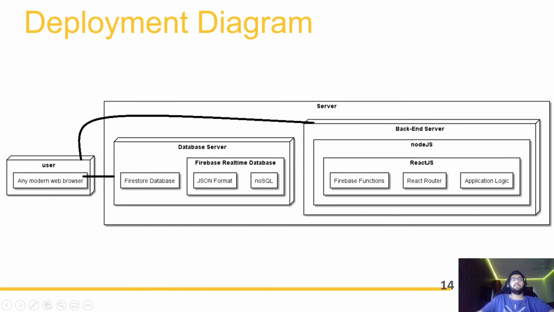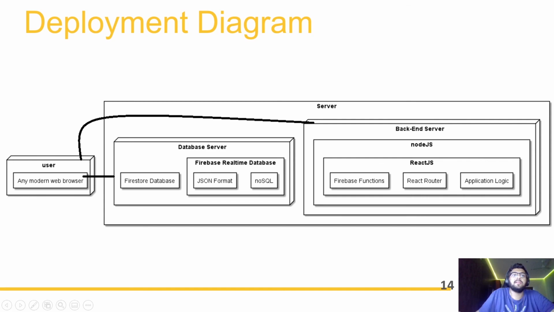Let us talk about the deployment diagram. As we can see, NoteMate can be deployed in two major components, the server side and the client side. The server side can further be broken down into the database server and the backend server. Now, the user or the client side can use any modern web browser to connect to the backend server. The backend server comprises Node.js, which is built on top of React.js, which includes things like the Firebase functions, React router, application logic, and design patterns that we talked about before.